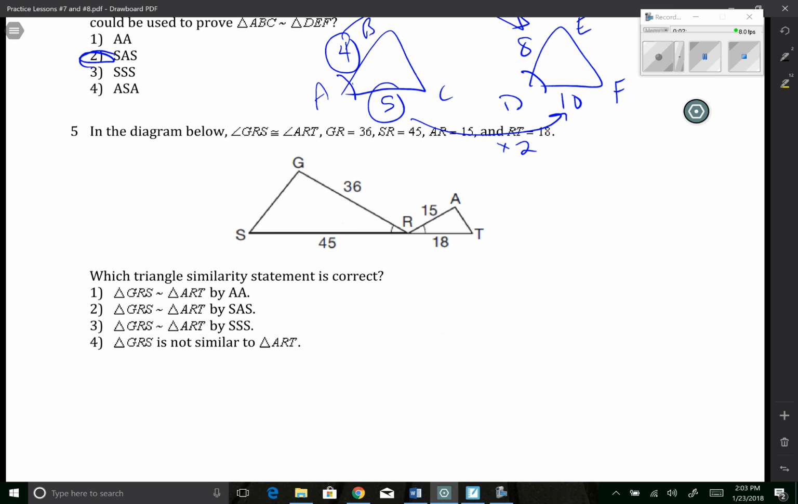Number 5 looks like side angle side, but it's actually not. The reason why is the ratio to get from 36 to 15 is not the same as the ratio to get from 45 to 18. If you do just some quick division, 36 divided by 15 is 2.4. 45 divided by 18 is 2.5. So it's a totally different ratio, meaning these two triangles are not similar.